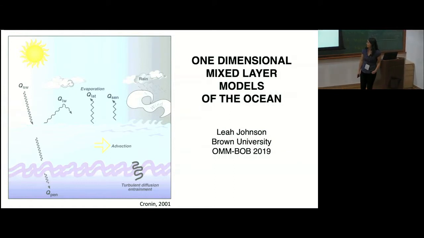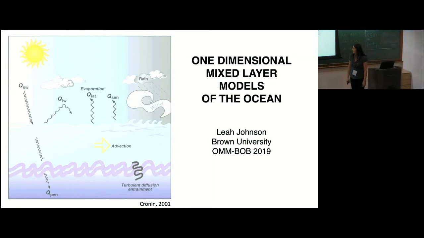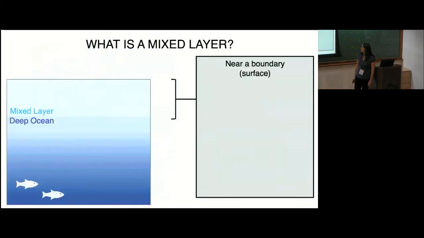All right. So I sit at this intersection between observations and models, and I think that's a really cool place to be. The mixed layer is what I focus on. It's a really dynamic place, as seen in this schematic by Megan Cronin's paper in 2001. So first, I'll just kind of define what a mixed layer is.